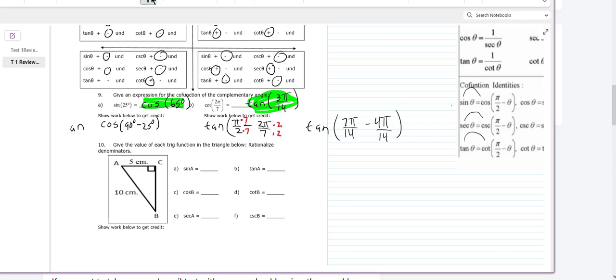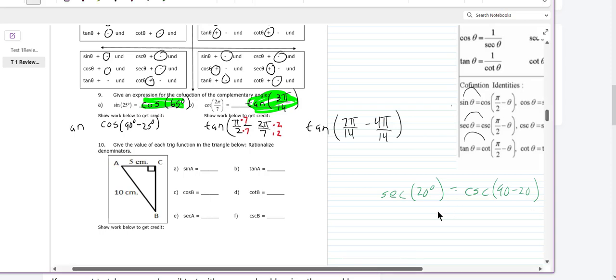Okay. All right, so it kind of works like that. Here's one other example. Like if I gave you the secant of 20 degrees, this would be the cosecant of 90 minus 20. Okay, so that would be the cosecant of 70. Those are pretty simple to do.